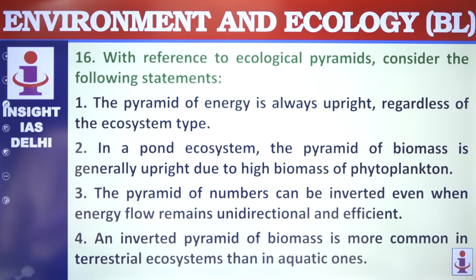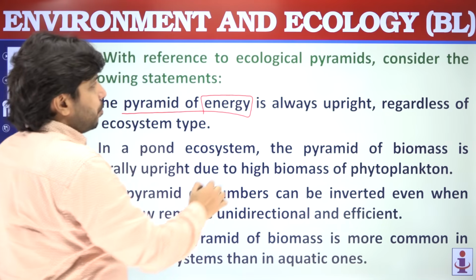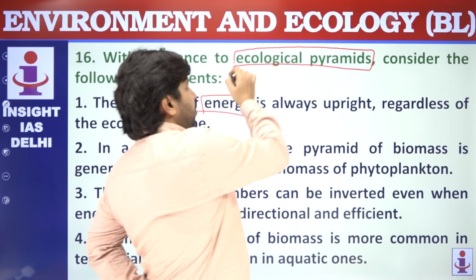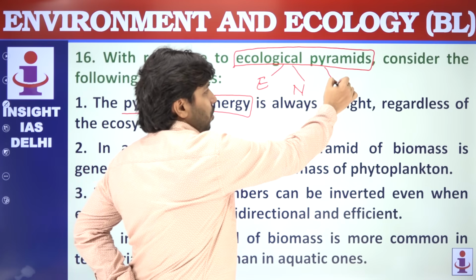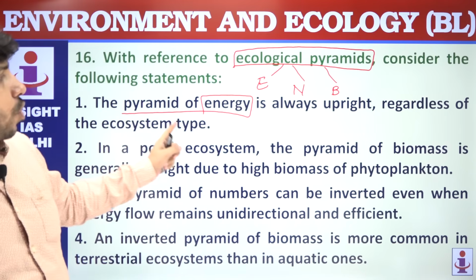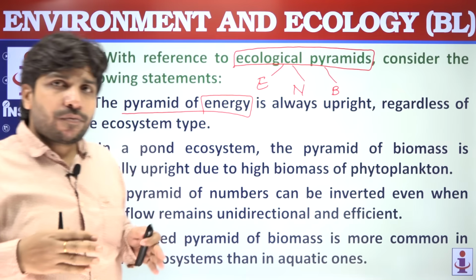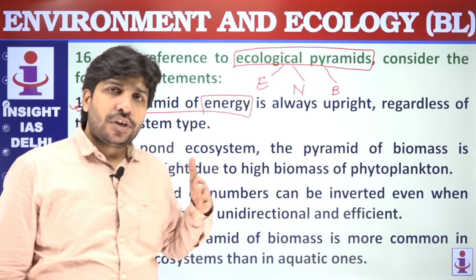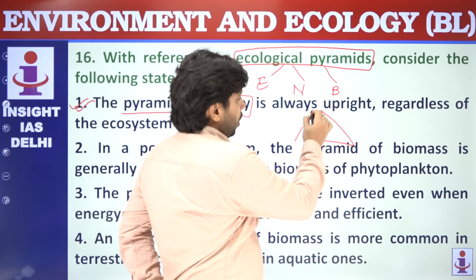Then we have the next question regarding ecological pyramids. The pyramid of energy is always upright. When we talk about ecological pyramids, there are different kinds: the first is related to energy, the second to number, the third to biomass. So the pyramid of energy is always upright regardless of the ecosystem type, because it shows the flow of energy. A while ago we learned that the flow of energy is always unidirectional, so it will always be upright. Upright means always this way, with energy flow going this way.